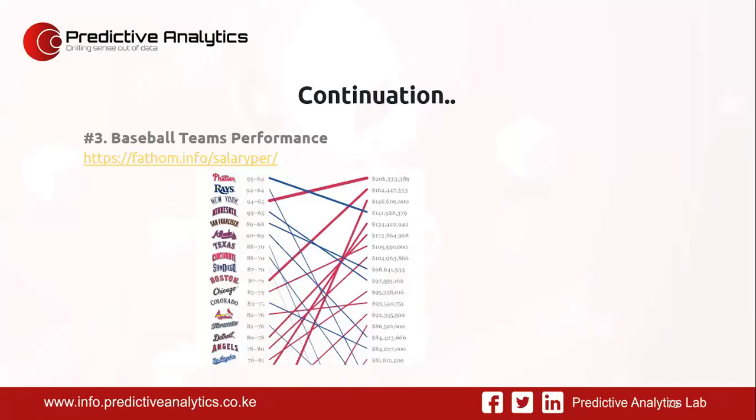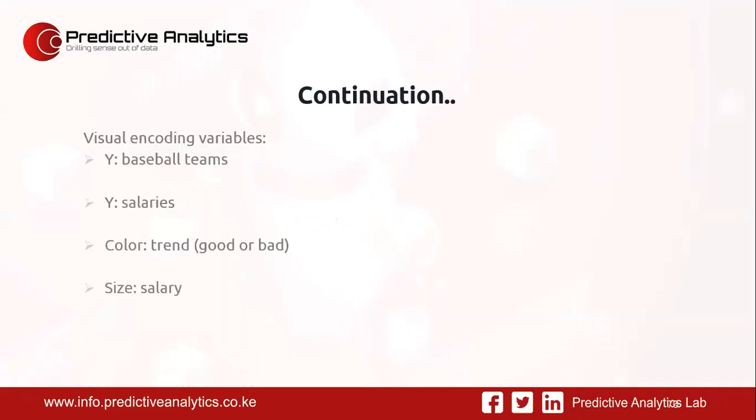Baseball teams performance. So we had Y-axis as baseball teams. Then again we had salaries, so there was salaries, and then there was baseball teams for Y. So we had color. That was a trend for good or bad, and then size. So we had a combination of the Y, color, and size. So X plus Y, and then color and size.